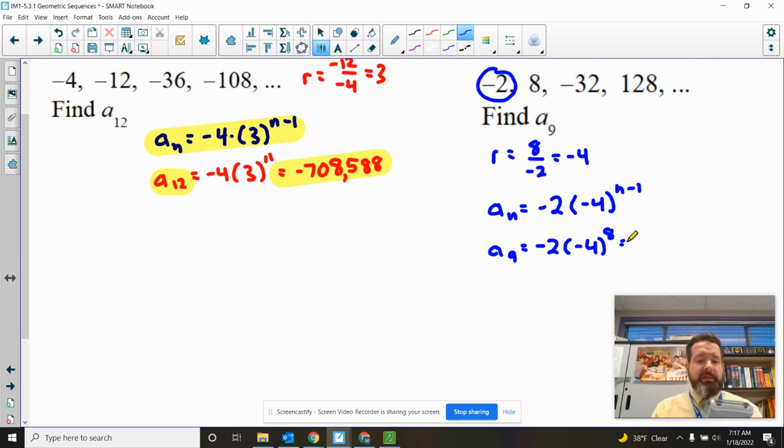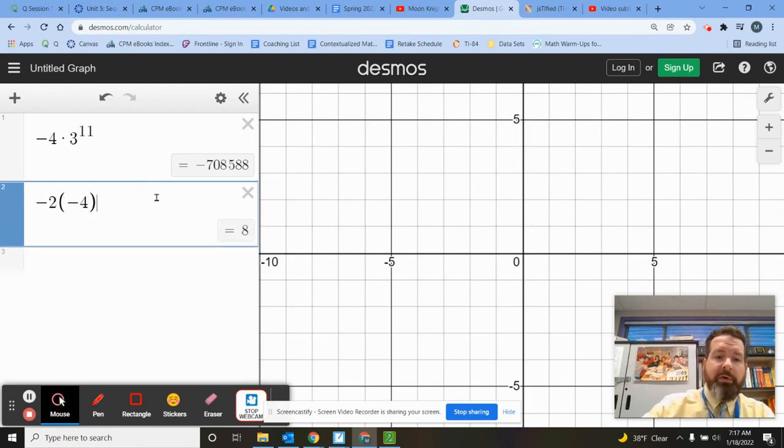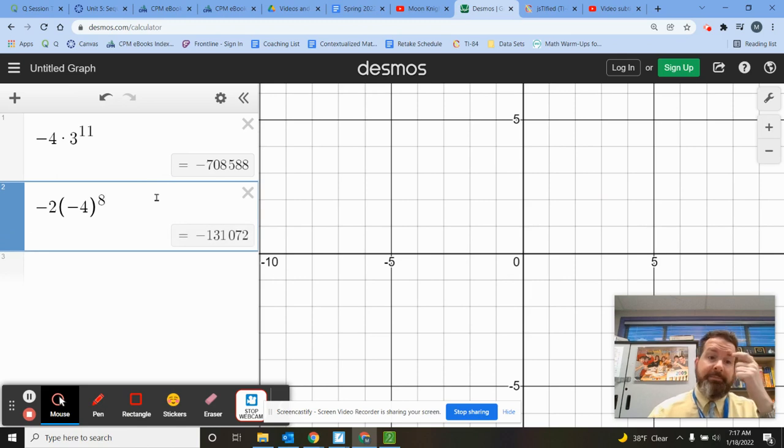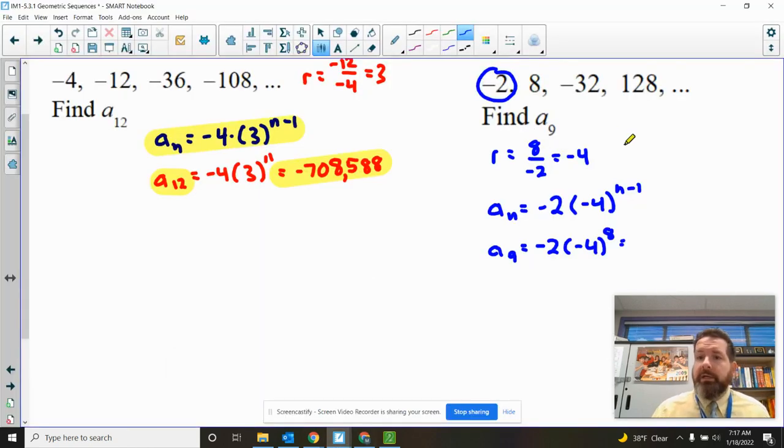So I'm going to use my calculator here. -2 times -4 in parentheses to the 8th power. And I actually want to show you how that looks as well here. So you would do -2 parentheses -4 to the power of 8. So you do need parentheses there around that -4. Okay, so -131,072. So don't make that hard on yourself.